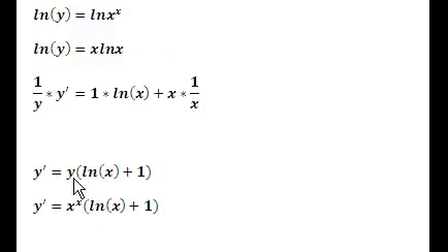And so we end up with natural log of x plus 1. So this all collapses down to 1 over here. But then what we need to do is multiply both sides by y, so we get y prime by itself. So I do that. And of course we're going to go ahead and replace this y. Remember, it was equal to x raised to the x. And we're done.